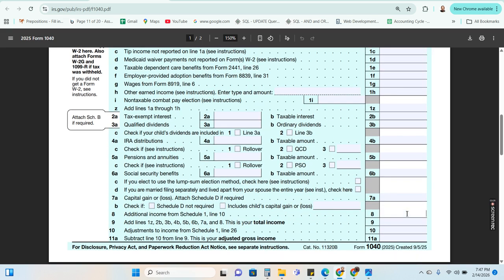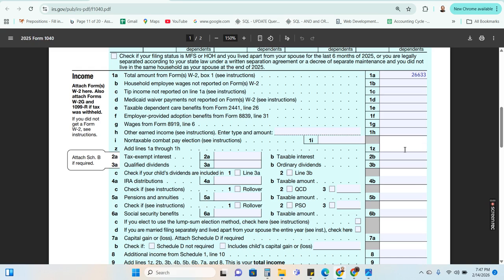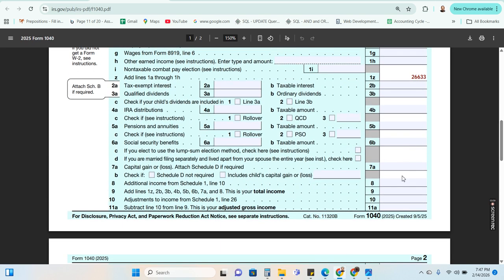There is no interest and there are no dividends, understand? So for lines 1A through 1H, the amount is the same, 26633. And then what we need to do is add lines 1Z. There are no social security, pensions, or other distributions. So 26633 is your total taxable income, understand?